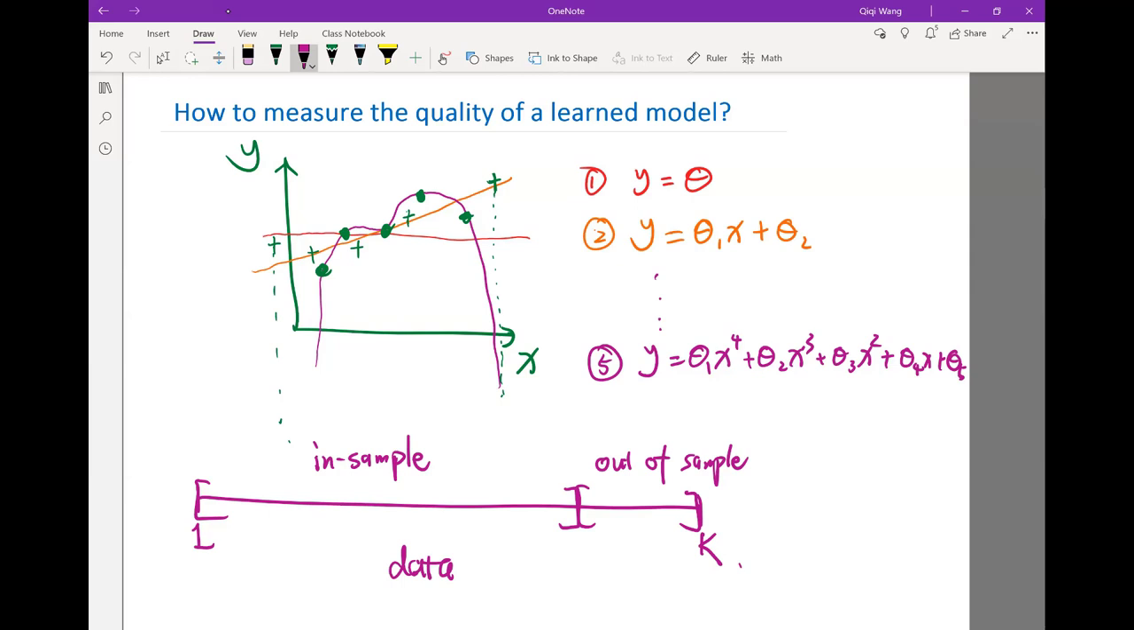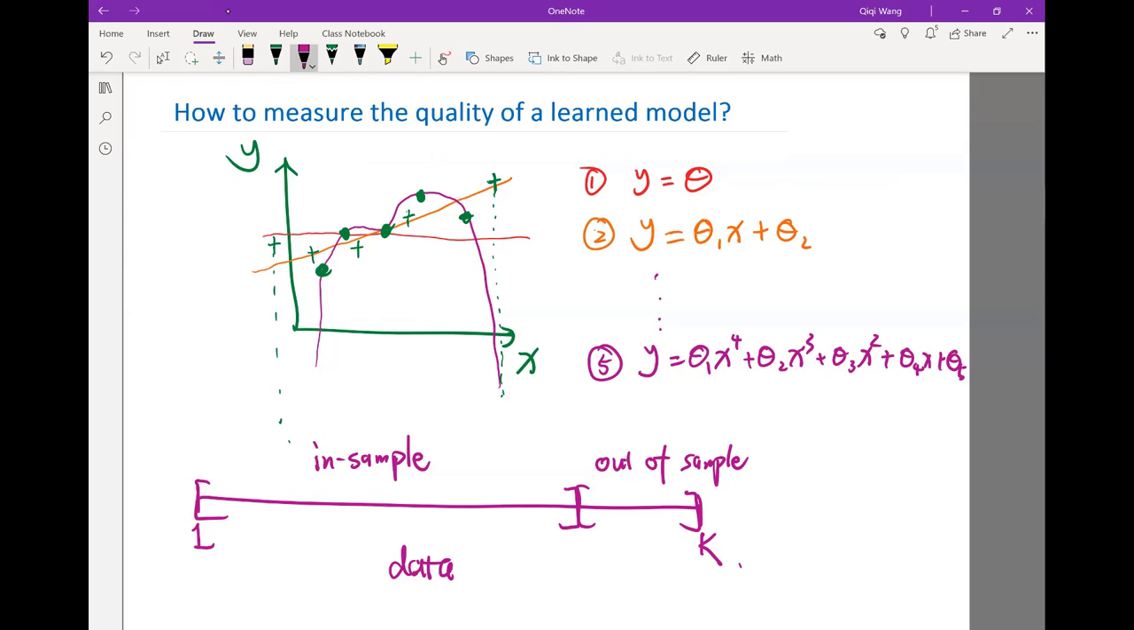And during the learning of the model, the out of sample should be completely excluded from anywhere in the learning process. So you should never look at the out of sample during the learning. And only when the learning has finished, you are sure you have achieved the best model you can with the in sample data, you then look at the out of sample to evaluate how good this model is.